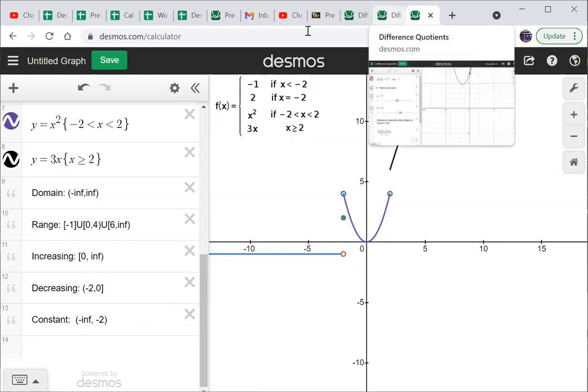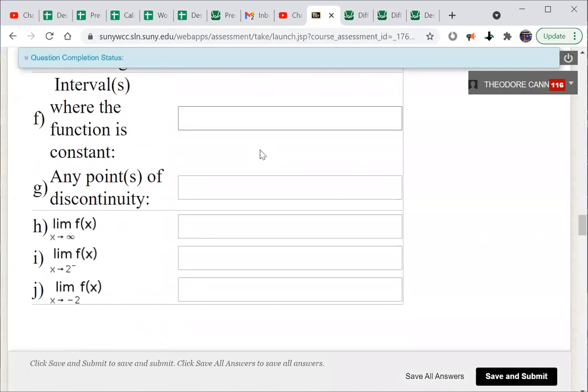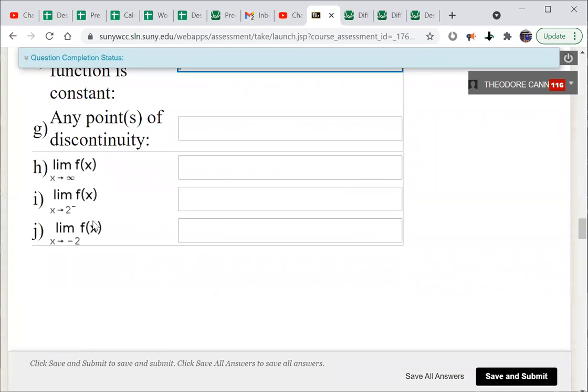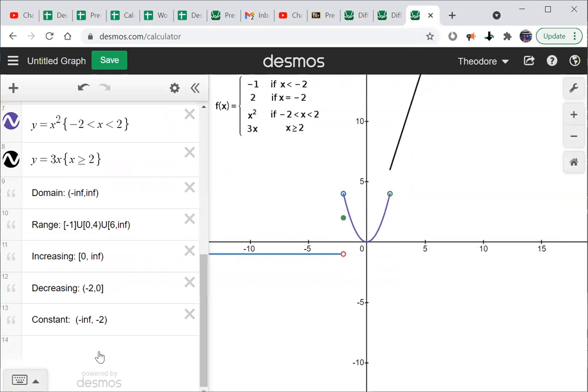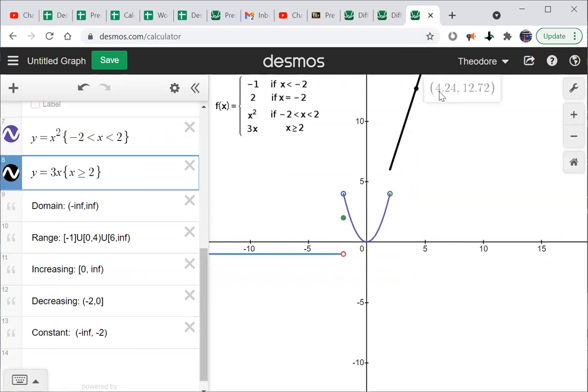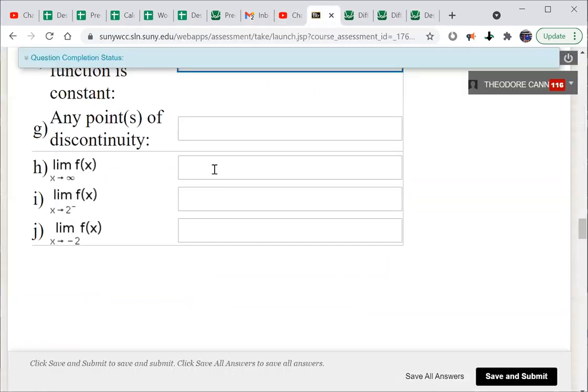All right. The remaining questions here: limit as x approaches infinity, and as x approaches 2 from the left. We'll start off with as x approaches infinity. As x approaches infinity, we're going this way, following the graph this way. As x approaches infinity, it seems like y is going up forever. So that would be infinity.